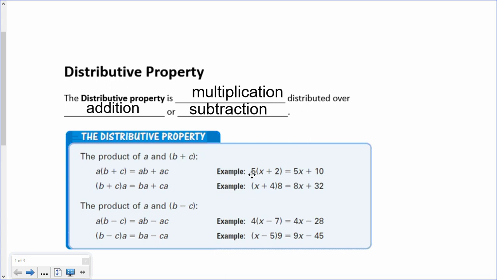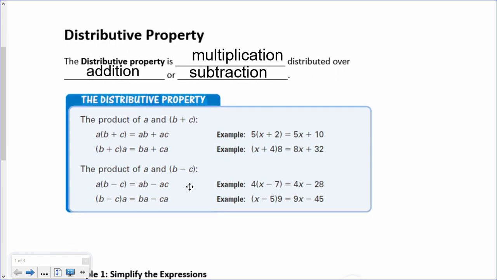So here's a couple of examples. You can do 5 in the front times x plus 2 inside. 5 times x gives you 5x, and 5 times 2 gives you 10. So that would be the simplified form of distributive property. It works the same way if the parentheses is in the front and the number is in the back. You multiply everything inside the parentheses. So x plus 4 is getting multiplied by 8, so you multiply the x times the 8 and get 8x, and you multiply the 4 times the 8 to get 32.